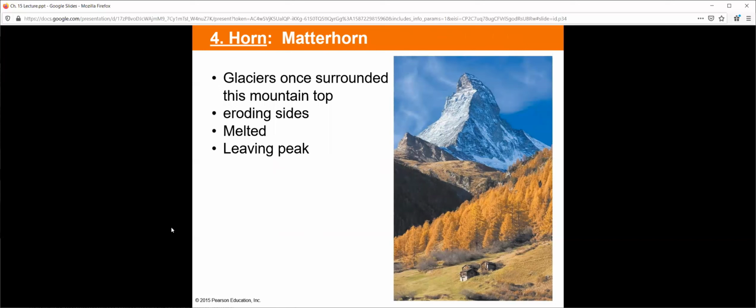Glaciers once surrounded this mountaintop, eroding the sides, melting, and leaving a peak. That's why the Matterhorn has its unique, famous shape to it, because it wasn't necessarily cut out by wind and water erosion. It was instead sliced up into a nice little square cubical shape via a glacier.